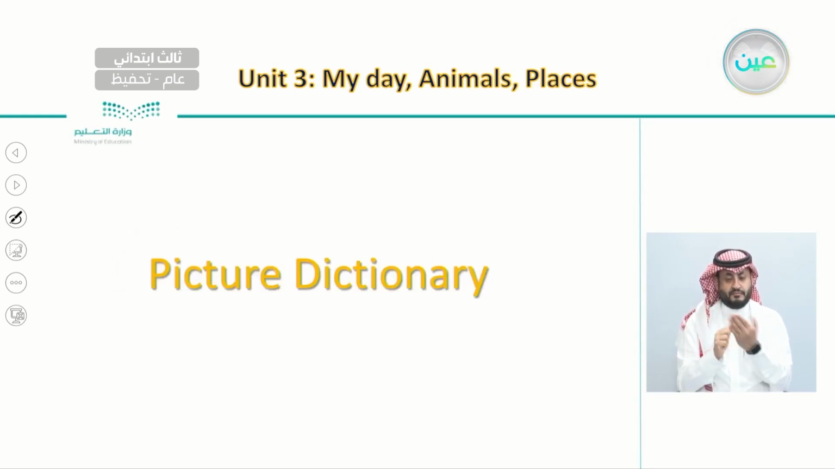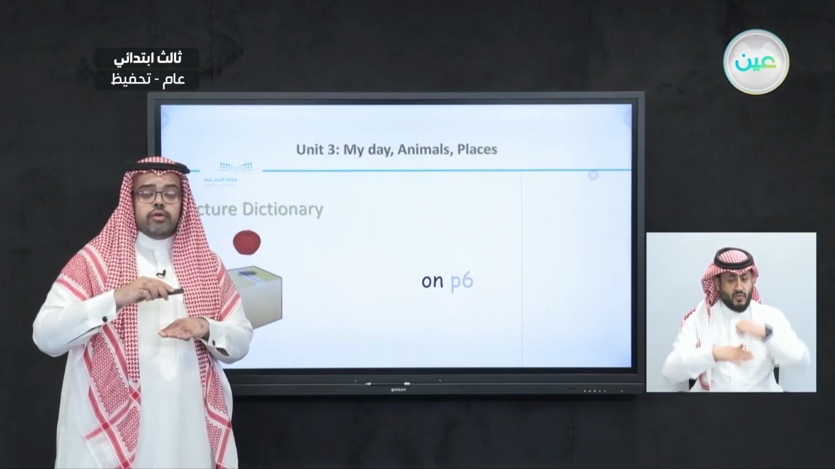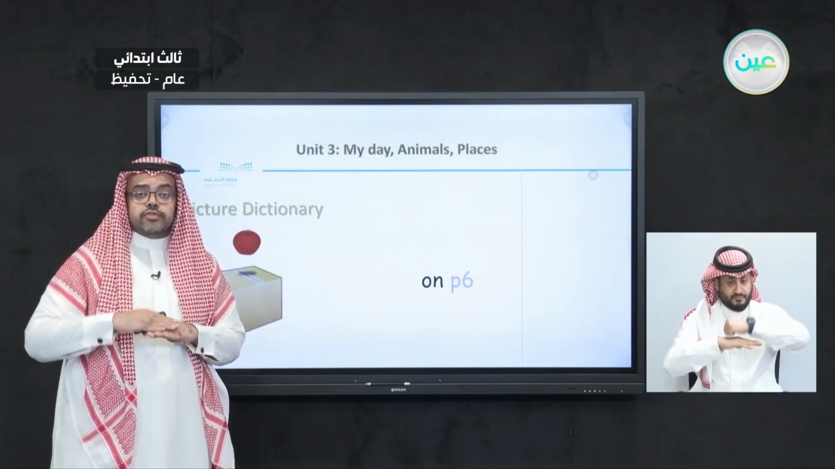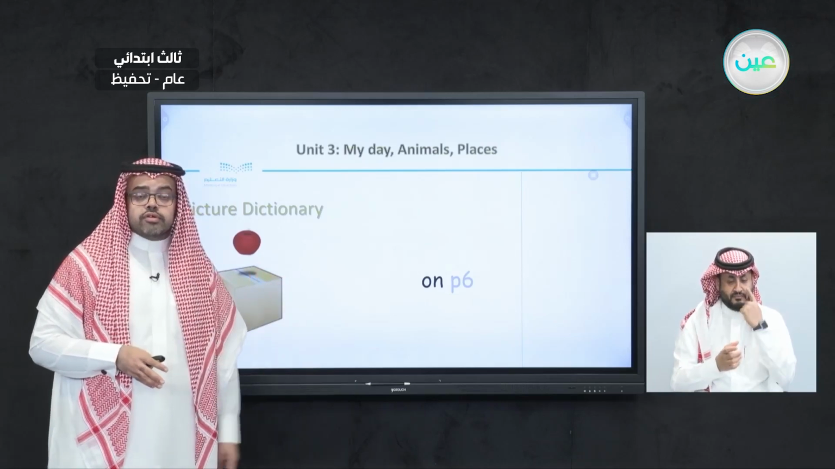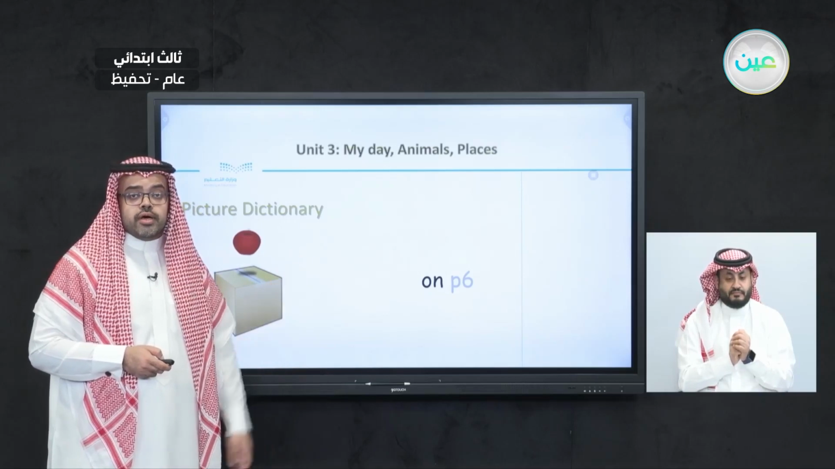Now on page 32, the picture dictionary, the first thing we're going to talk about is the preposition on that you can see on page 6. And what do you mean by preposition? On, when something is on top of something. Like this apple, for example, it is on the box.